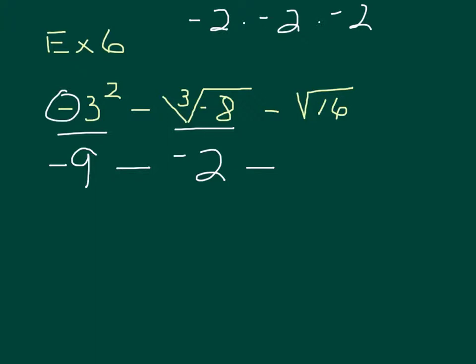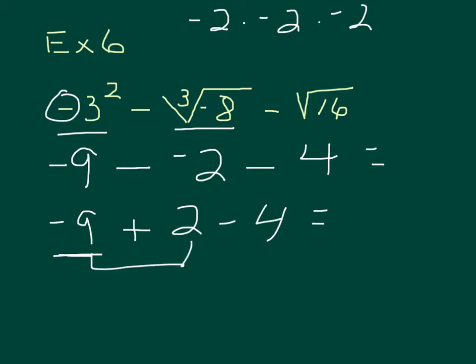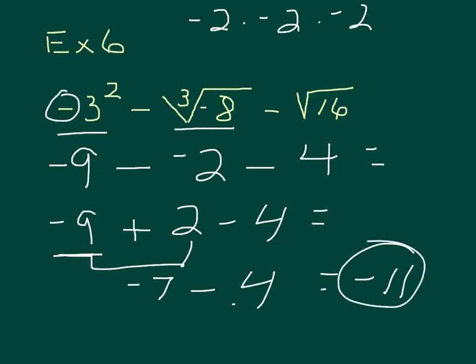Minus, what's the square root of 16? What number times itself is 16? It's 4. Now I can simplify this a little bit before I come up with my final answer. Minus minus is plus. So now let's see, 9 degrees below 0 goes up to a negative 7, minus 4. Now take your negative 7, so you take away 7, take away 4 more. My final answer is a negative 11.